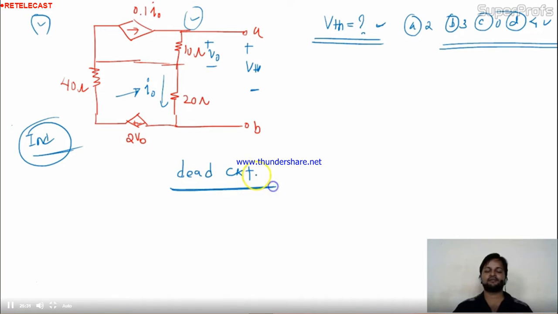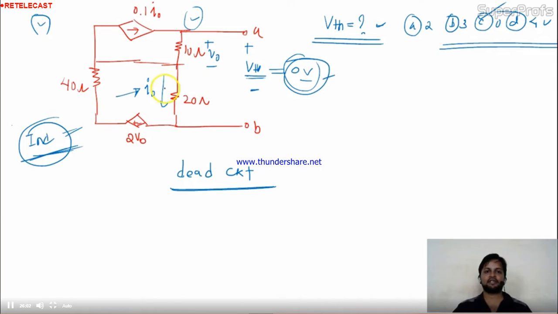Dead circuit. Okay. So VTH for a dead circuit is nothing but 0 volt. There is no voltage across A and B. Why? Because no independent source is given. At any point, we don't have any voltage in the circuit. Because no energy source, no energy. There is no energy source, so there is no energy at the output. It means 0 directly. So you can choose option C without thinking.